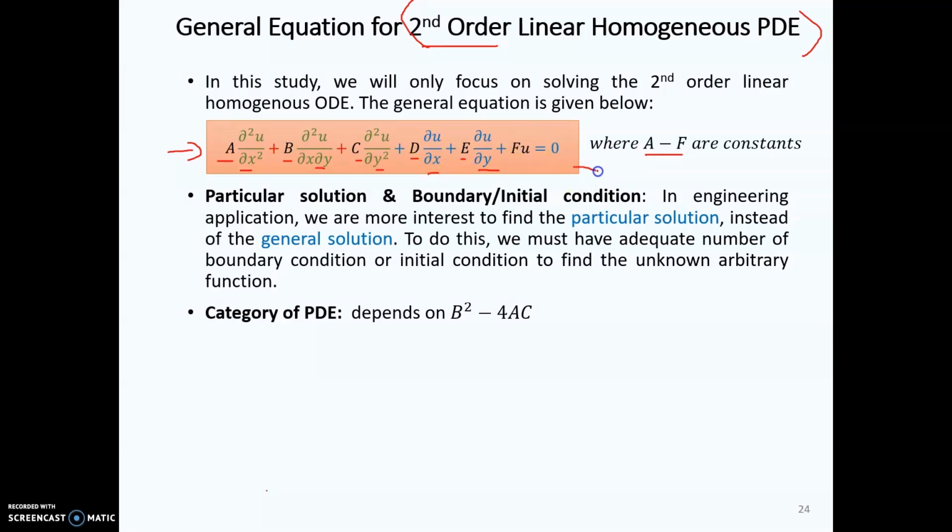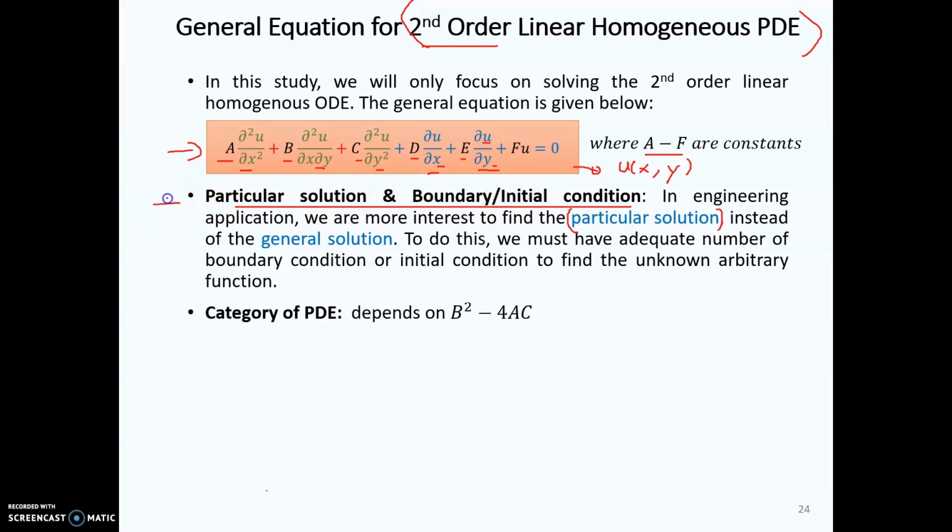From this PDE, what we want is to solve for U with respect to X and Y. U is the dependent variable here, X and Y are the independent variables. In engineering applications, we are more interested in finding the particular PDE solution instead of the general PDE solution. This can be done by applying the boundary condition or the initial condition.